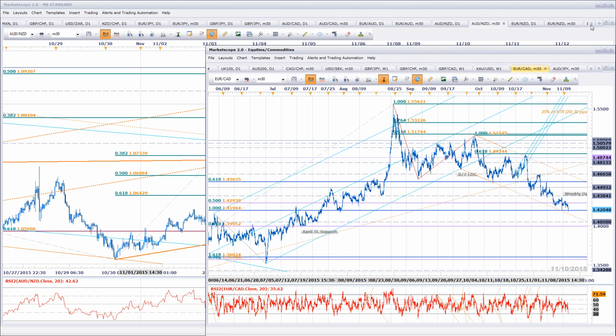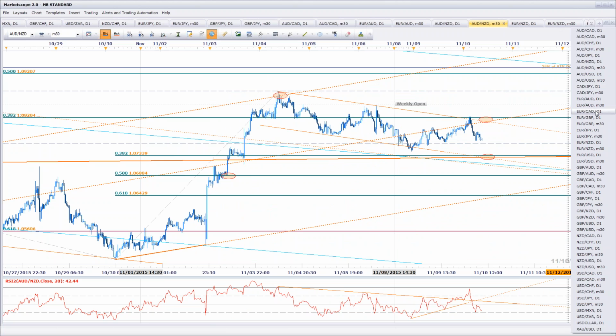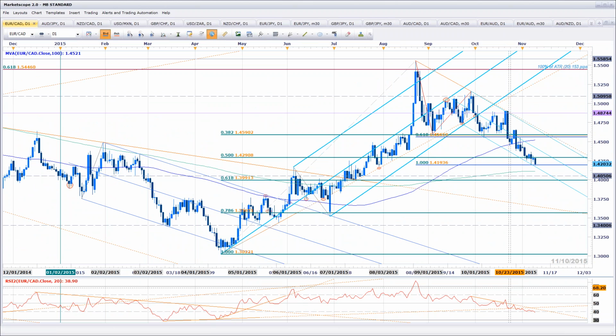Here's what EuroCAD looks like on the daily. 100% off the high. Median line parallel support. A break below here, you're basically looking at the 200-day moving average. Soft target at the high day close from June is 140.50, and the key 618 is basically 140, 139.91.